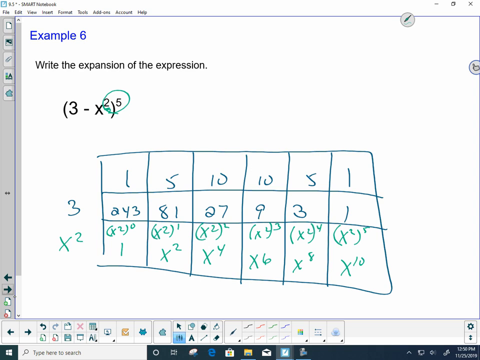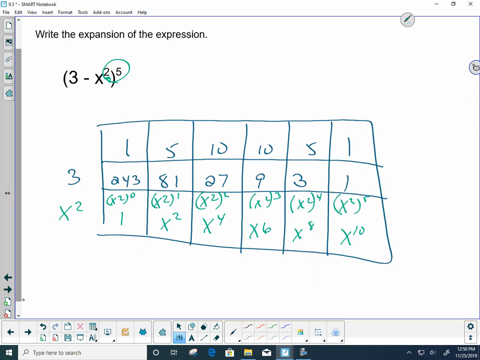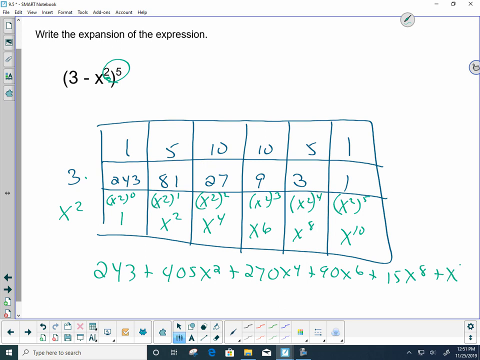And so the exponents aren't going to add up. They're also not going to add up because I don't have a variable there. So when I do this, I end up with 243 plus 405x squared plus 270x to the fourth plus 90x to the sixth plus 15x to the eighth plus x to the 10th. And that would be the expansion of 3 minus x squared raised to the fifth.